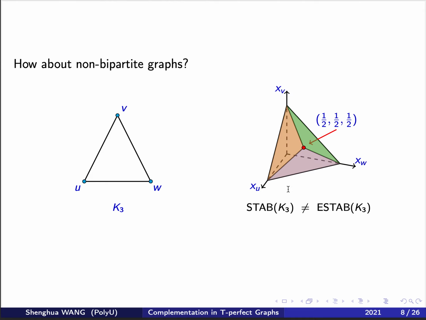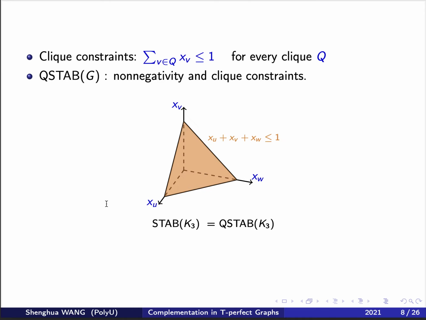Therefore, we need another constraint for this graph, and we can observe that a clique and an independent set could intersect in at most one vertex. Therefore, for every clique in the graph, we will have this clique constraint.